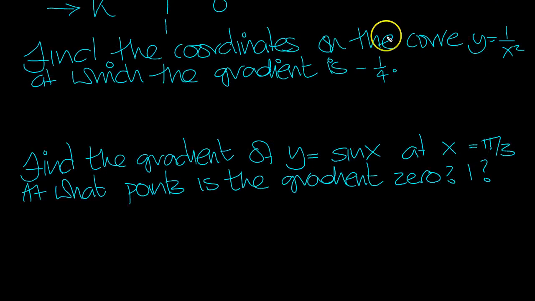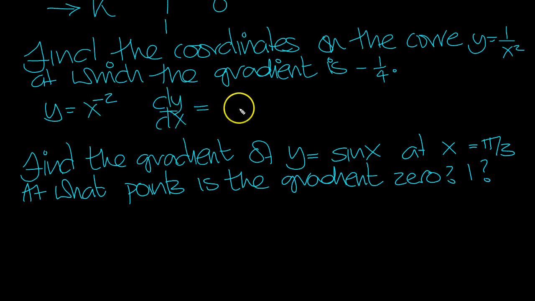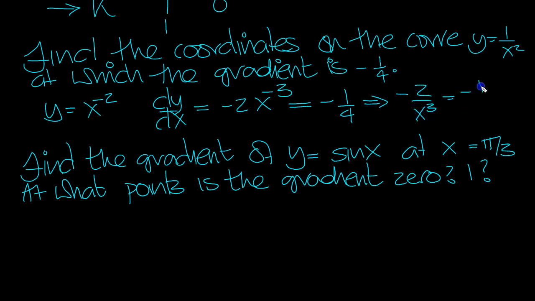Find the coordinates on the curve at which the gradient is minus a quarter. So y is equal to x to the minus 2, if we write it in the form that's easy to differentiate. Now to differentiate, we use the power rule: the minus 2 comes down, x to the minus 3. That's the gradient function. When is that gradient function equal to minus 1/4 then? So we've got minus 2 over x cubed is equal to minus 1/4.